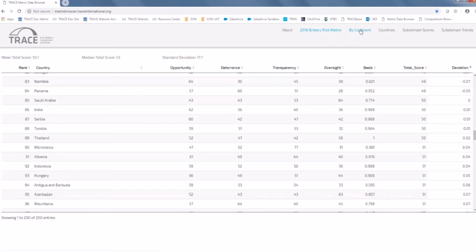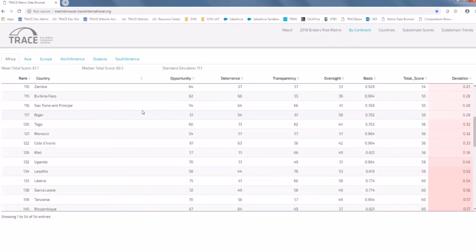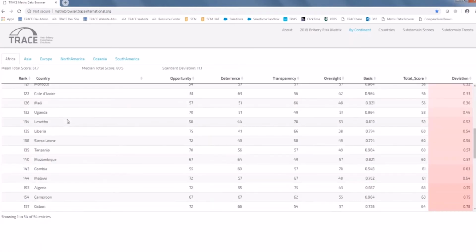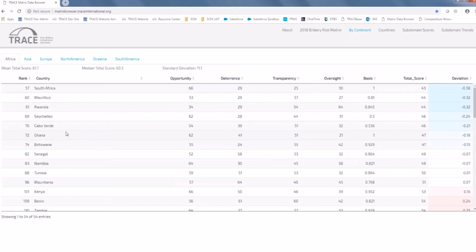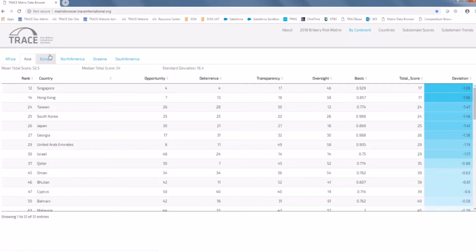I'm going to very briefly jump over the by continent and subdomain scores screen. This is simply a way of comparing countries within the same geographic region, and it's not very complexly parsed out. It's just the 6 inhabited continents. But within each of those, you can see which countries are best within that continent, which are the most risky within that continent.